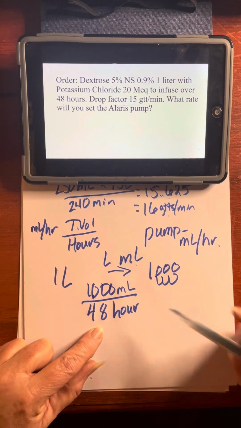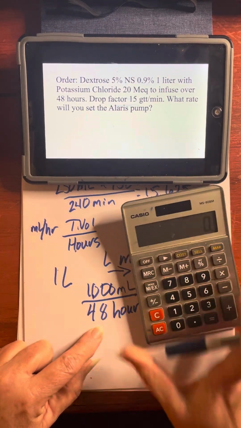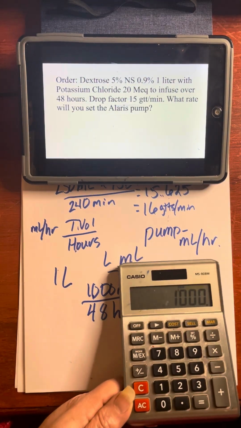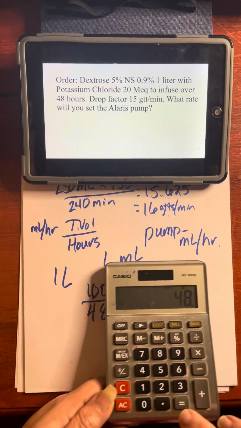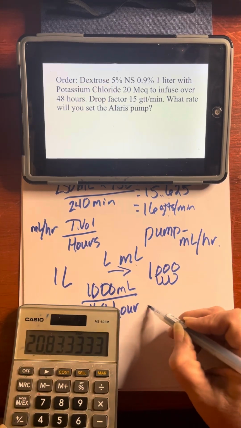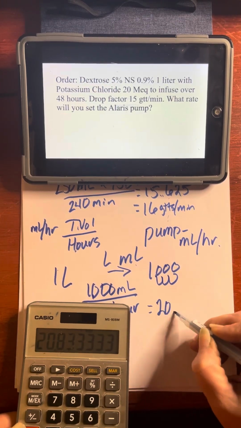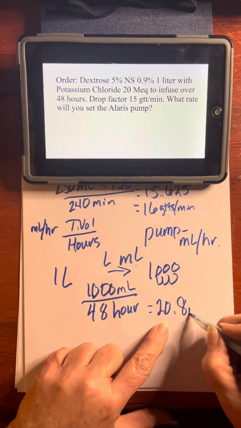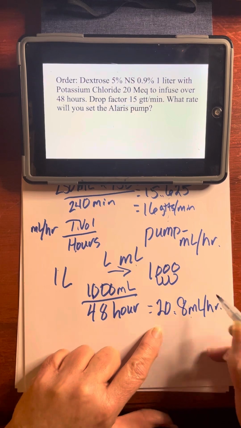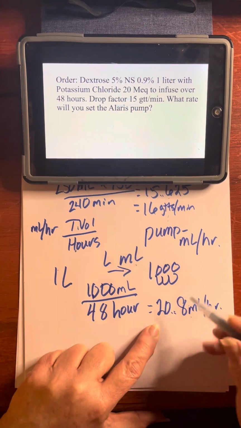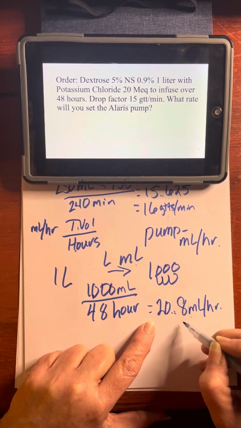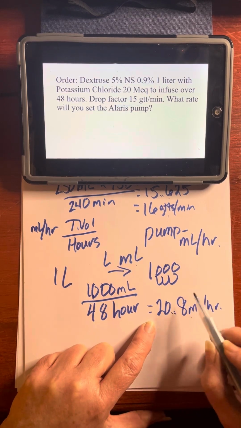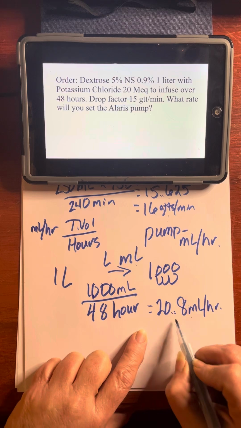And then we're just going to divide it out. 1,000, count your zeros, divided by 48 equals 20.8 milliliters an hour. Now, because there was no direction to round it, keep it at the tenths place, because a pump on the floor is usually in whole numbers, I'm rounding it up.